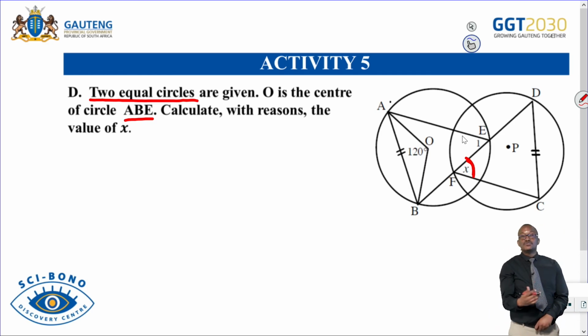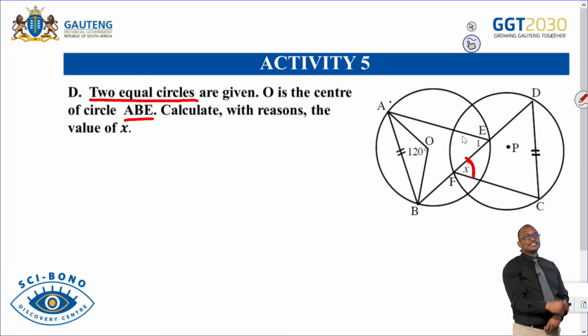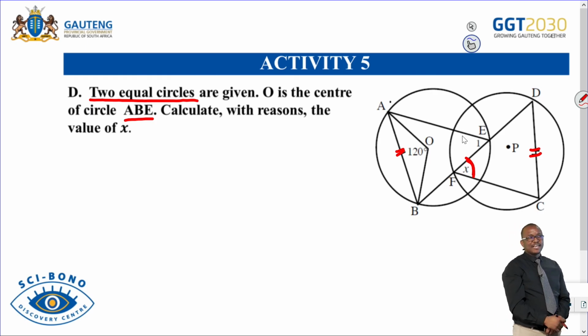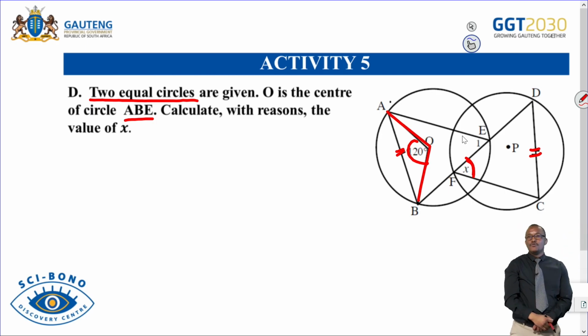Now, we need to interpret and analyze our diagram. How are we going to analyze it? Look at what is given on the diagram. It is given that the chord AB and the chord DC are equal. That's what we know, it's ticked. What is also given is that the angle at the center, angle AOB, is equal to 120 degrees.